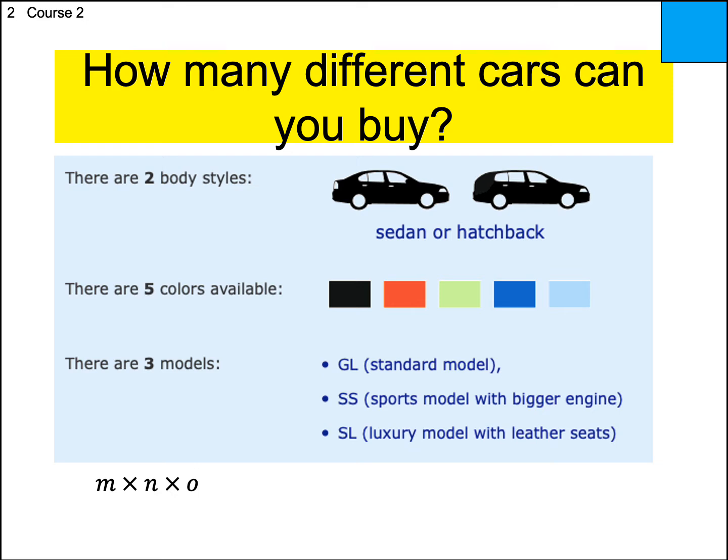There's 2, sedan or hatchback. How many colors are there? There's 5. How many models are there? There's 3, and then you simply do the math. So 2 times 5 times 3. 2 times 5 is 10, times 3 is 30. There's 30 different cars here, right?